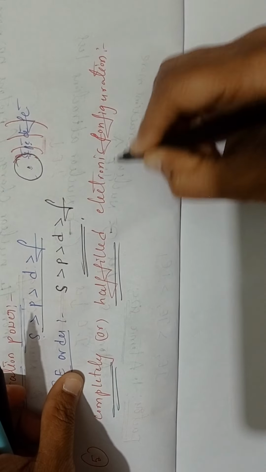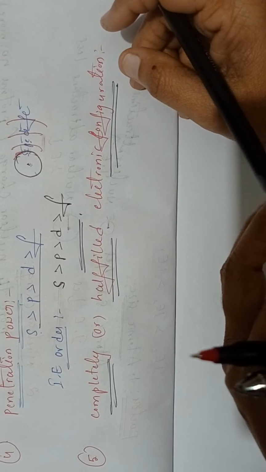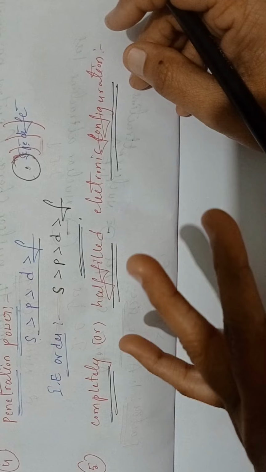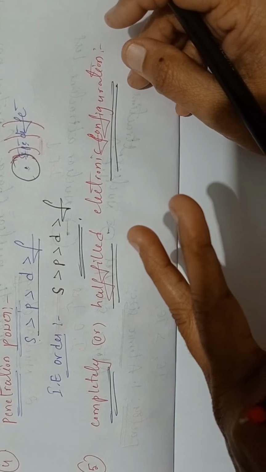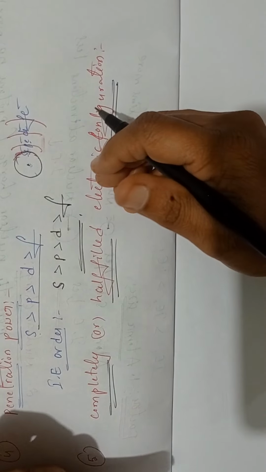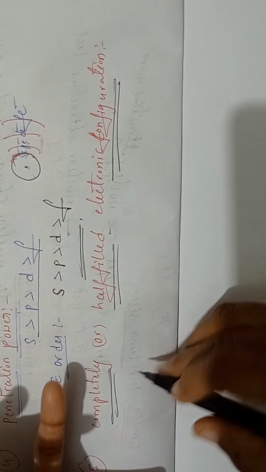Now see, students, we know that completely filled and half filled electronic configurations are more stable. So it is very difficult to remove an electron from a completely filled or half filled electronic configuration. To remove the electron, more ionization energy is required. Are you clear?